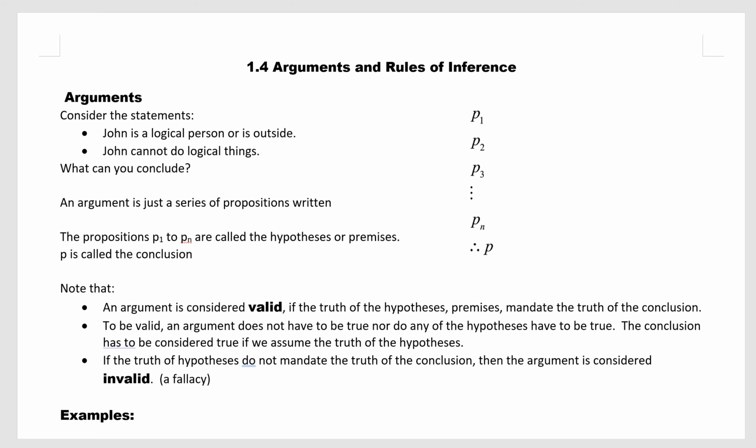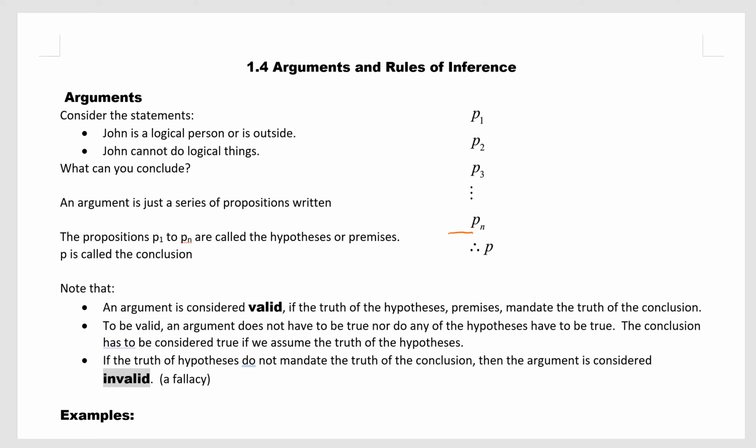Hi everyone. Today let's talk about section 1.4, Arguments and Rules of Inference. Arguments. Consider the statements. John is a logical person or is outside. John cannot do logical things. What can you conclude? An argument is just a series of propositions written like this.